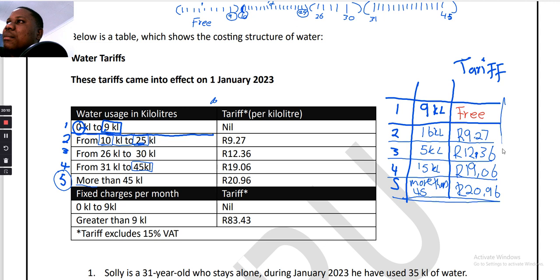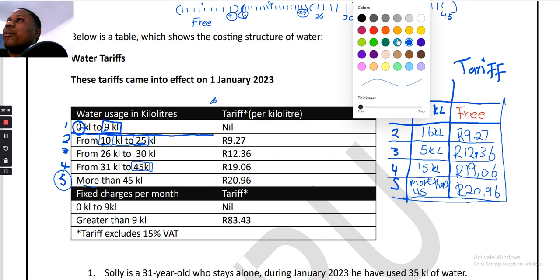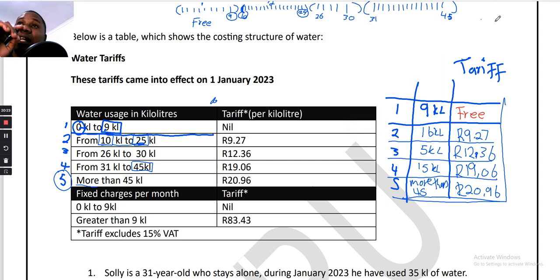Now let me tell you a beautiful story here. I want to talk about block number 1 up until block number 4, and how they relate to block number 5. Block number 5 says more than 45. When you look at block number 1 up until block number 4, if you take the maximum kiloliters per block and add them together, 9 plus 16 plus 5 plus 15, you must get 45. Let's do it. 9 plus 16 plus 5 plus 15. We get 45 straight away.